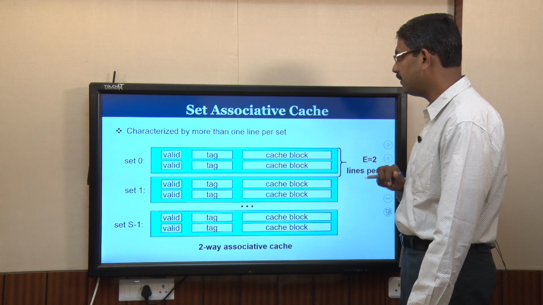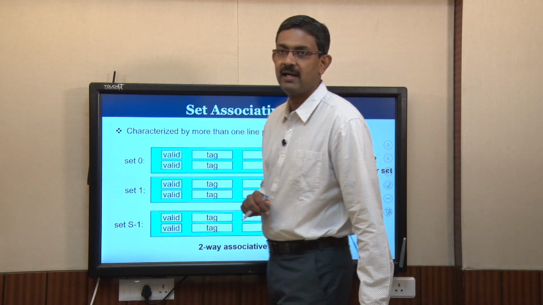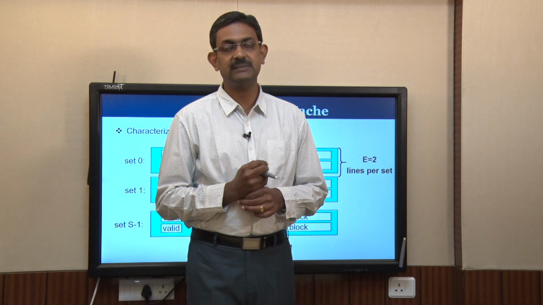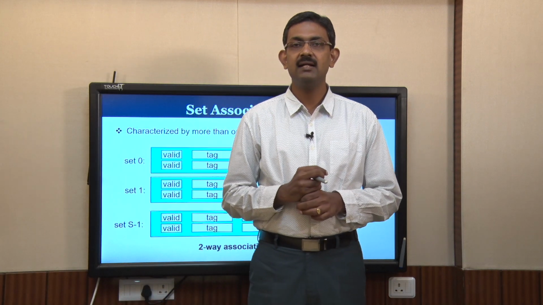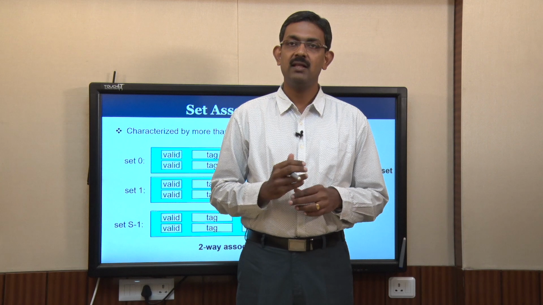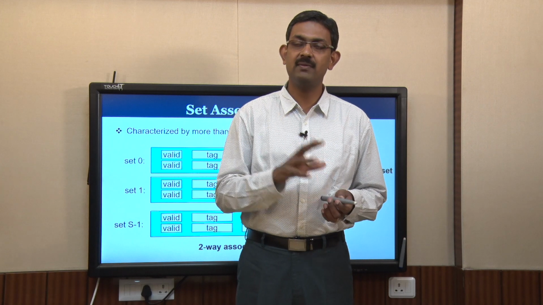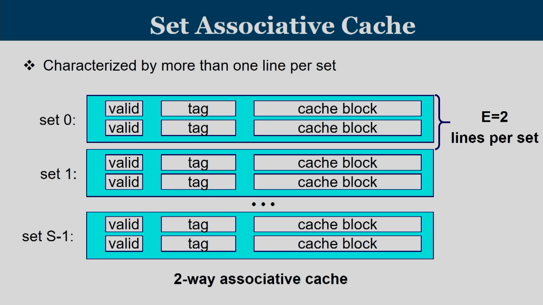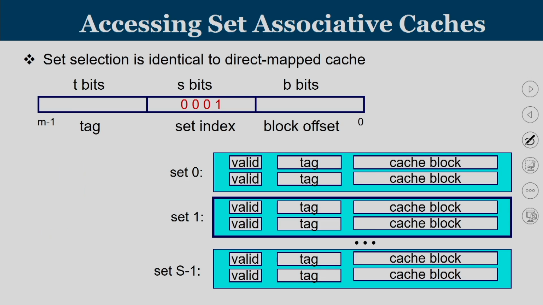Now, we will see another category of cache that is known as set associative cache. We have seen earlier that set associativity means the entire cache memory is divided into multiple sets and each set has multiple blocks. In this case, I am dividing it into multiple sets and each set has 2 blocks. This is known as a two-way associative cache.